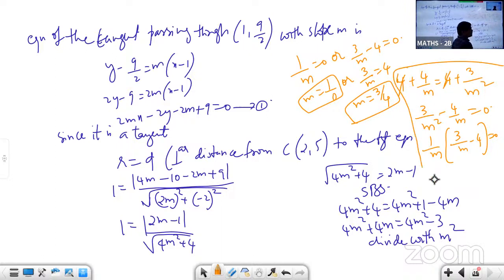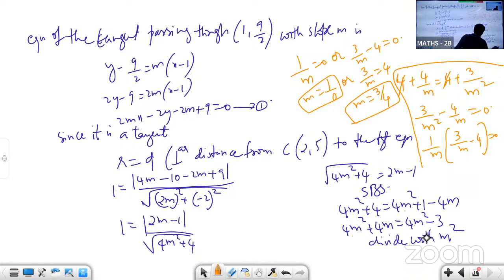I just don't want to change the board so that you can continuously see your calculation part. See, squaring on both sides, this is that. Usually people will cancel 4m square. If you cancel also, okay. But without cancellation, keep 4m square like that. Divide with m square. Then I will be left with 4 plus 4 by m equal to 4 plus 3 by m square. 4 now gets cancelled. Now 3 by m square minus 4 by m equal to 0. Now take 1 by m common. So 1 by m equal to 0 or 3 by m minus 4 equal to 0. From there you get m equal to 1 by 0, m equal to 3 by 4.